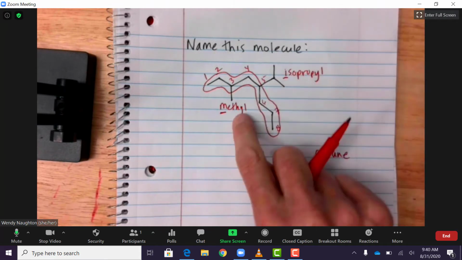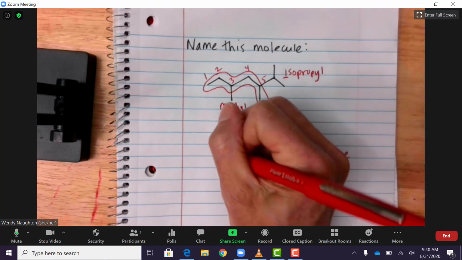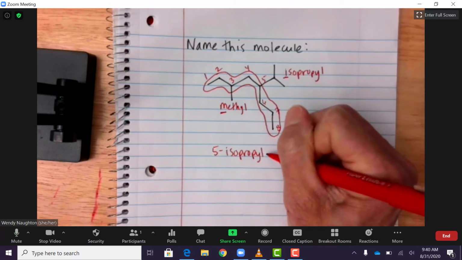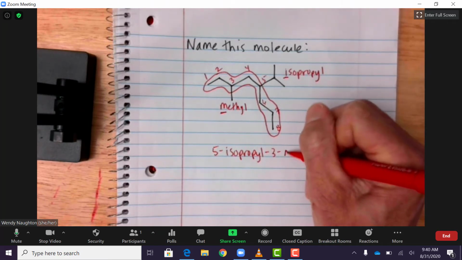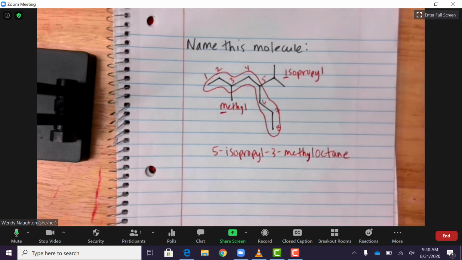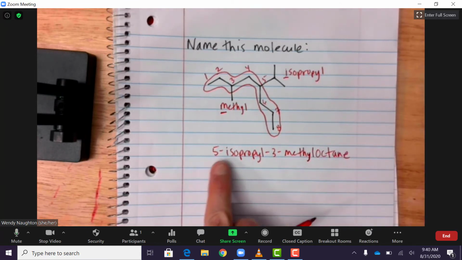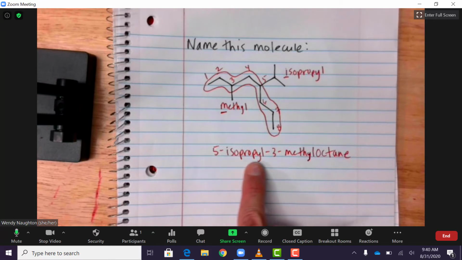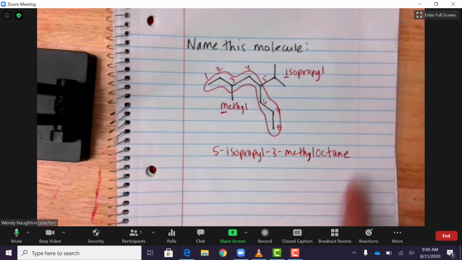I comes before M, so we're going to write 5-isopropyl-3-methyl. And I actually did a good job of budgeting my space. Everything fits in here. You always put hyphens between numbers and letters, but here we wouldn't need a hyphen at all. So 5-isopropyl-3-methyloctane.